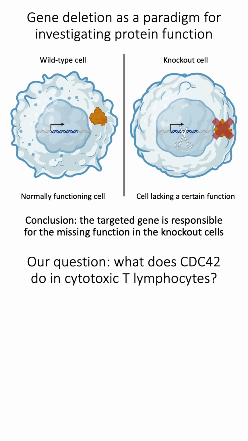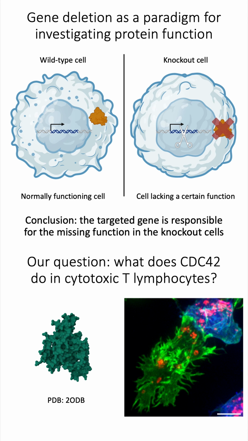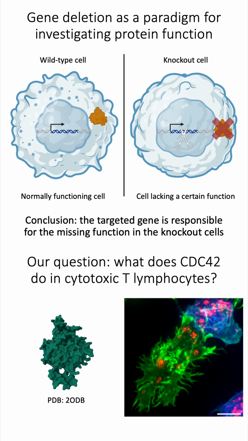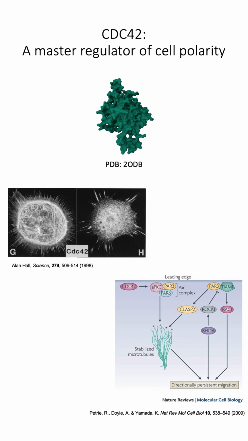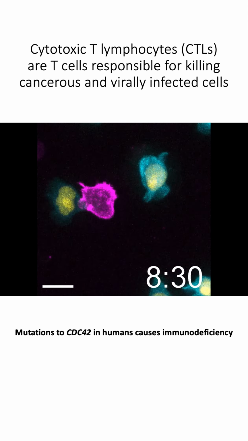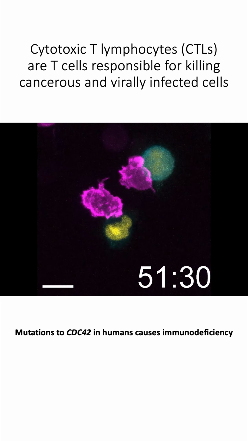We set out to leverage this paradigm to ask the question, what does the protein Cdc42 do in cytotoxic T lymphocytes? Now, Cdc42 is known as a master regulator of cell polarity. This small protein is responsible for controlling the cytoskeleton in various ways. Cytotoxic T lymphocytes are a type of T cell that are responsible for killing cancerous or virally infected cells.